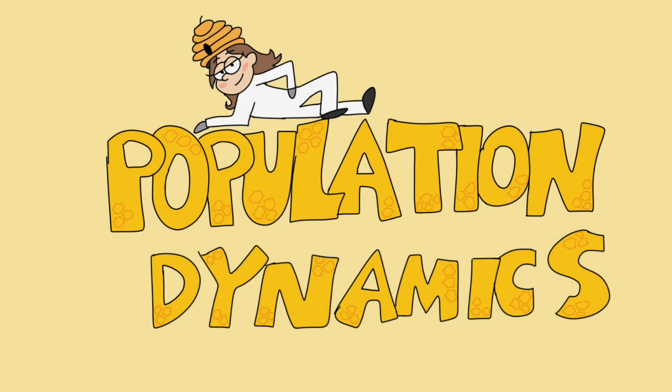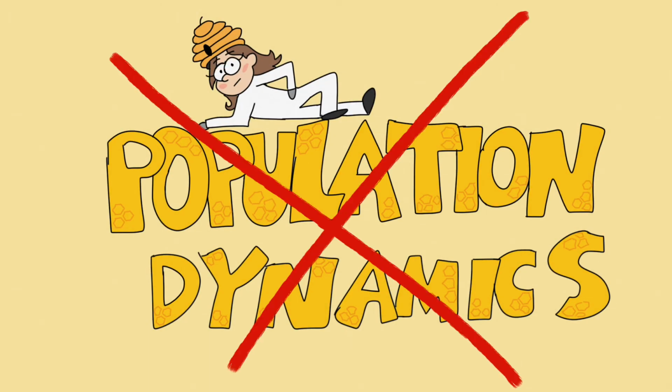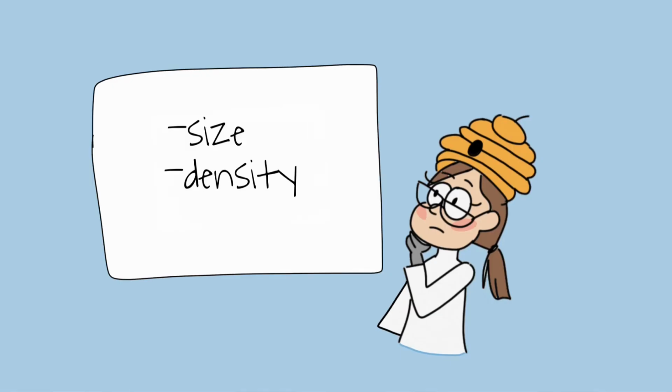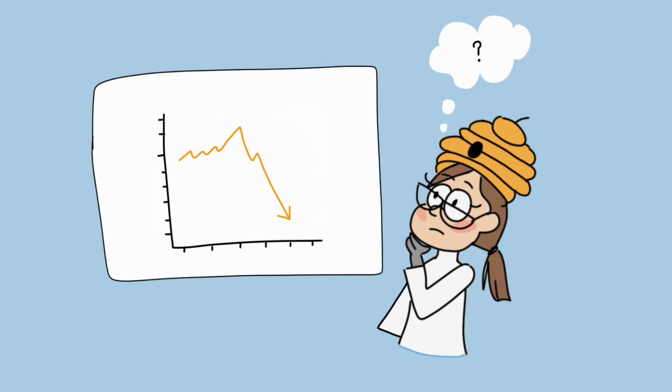Without the studies of population dynamics, scientists would not be able to learn and understand how humans can further preserve the limited bee populations left on Earth, since they would not know how to track the locations, sizes, and densities around the world and identify reasons why the decreases are happening.